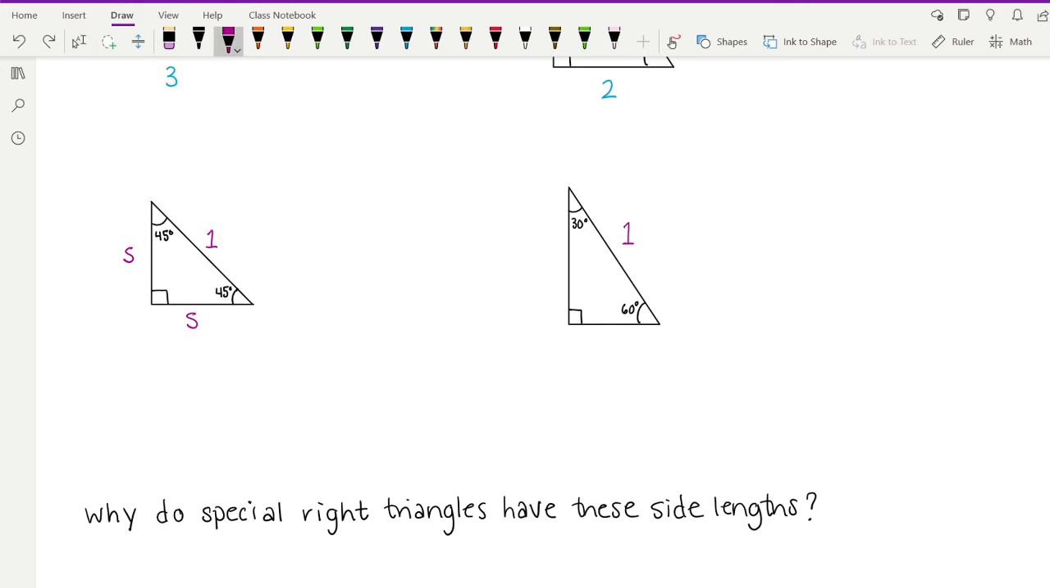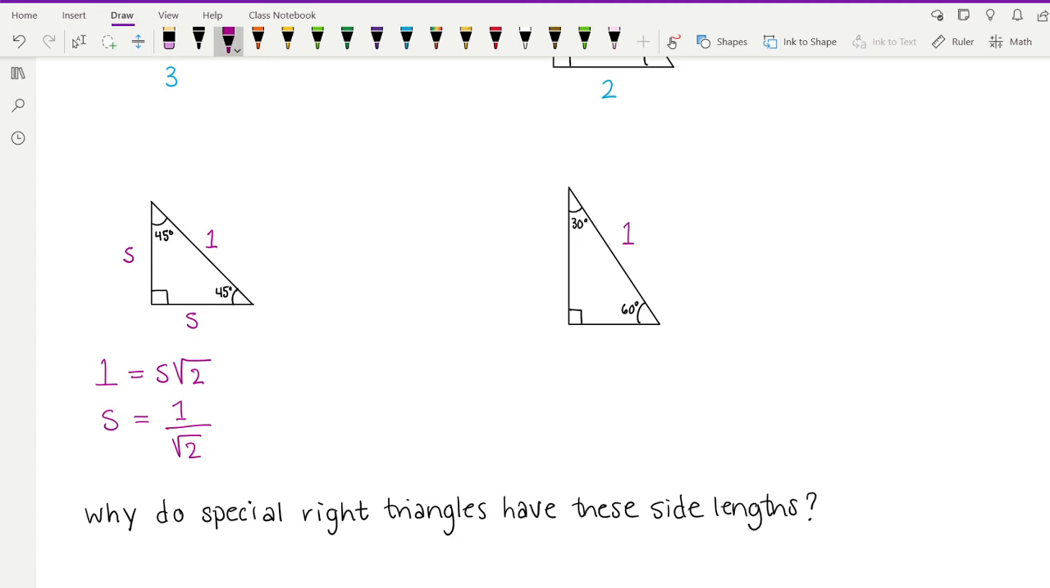Well, the hypotenuse is supposed to be s times the square root of 2, right? And so if we just say 1 is equal to s times the square root of 2, we can solve that for s, right? And figure out what s is. And so what is s going to be? S is going to be equal to 1 divided by the square root of 2.